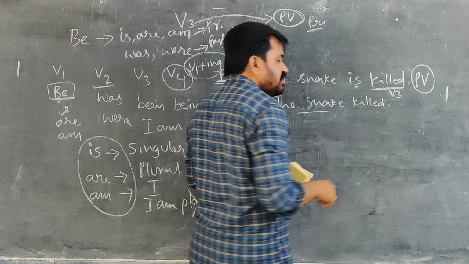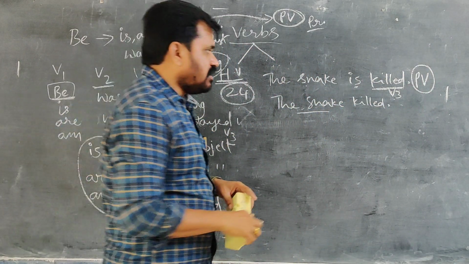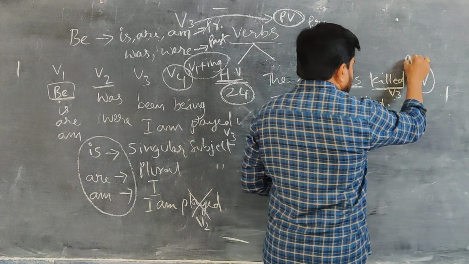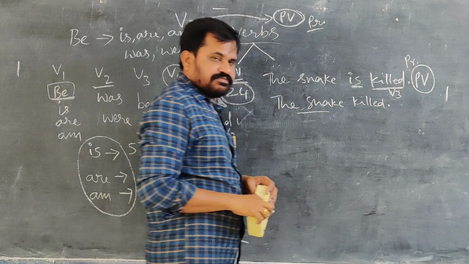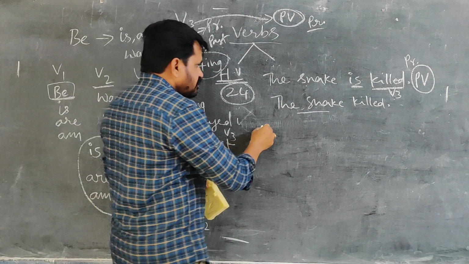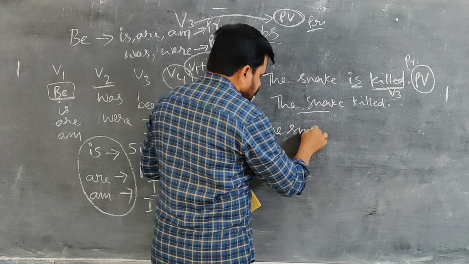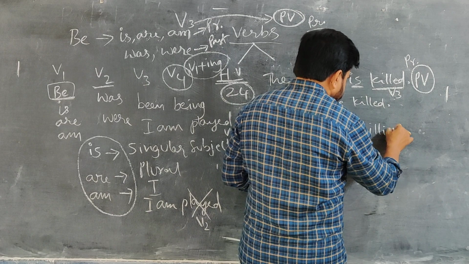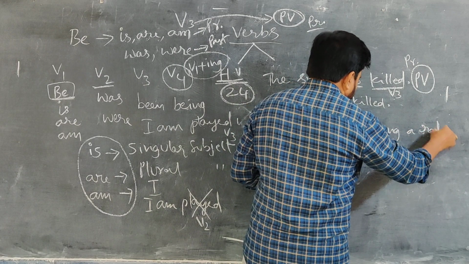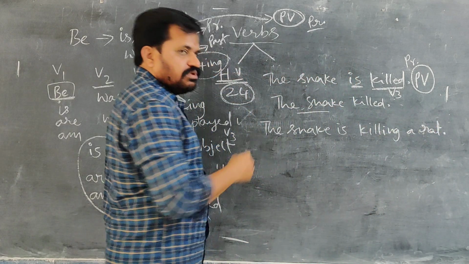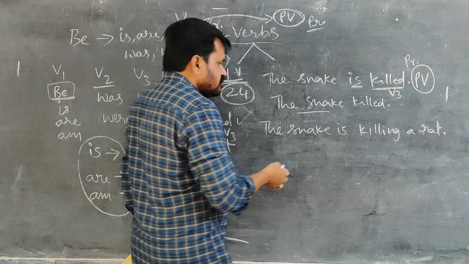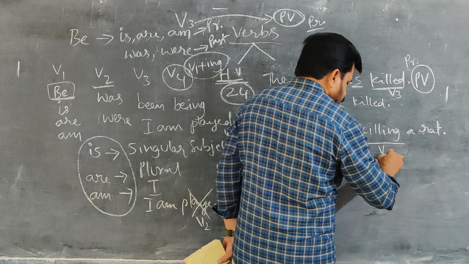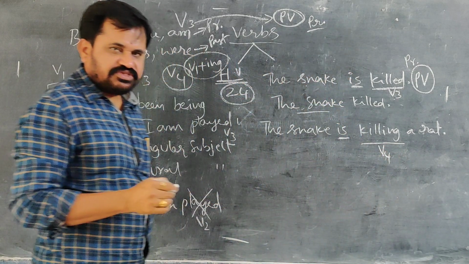And in which tense does it become passive voice? That is also one thing you have to know. Here, is shows present tense. So in present tense, that is passive voice. Now consider 'The snake is killing a rat'. Whenever you are observing this, after is, what verb is used here? V4.